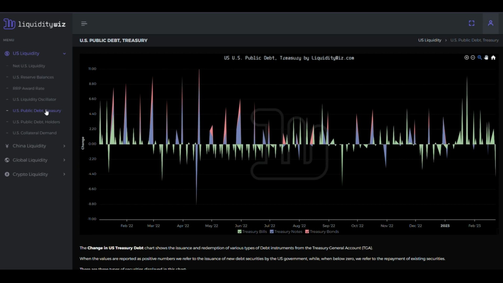This is the chart that we made to illustrate the issuance and redemptions of different types of debt instruments from the TGA. As you can imagine, positive values indicate the issuance of new debt securities, while negative values represent the repayment of existing debt. As you can also see from the legend, bills are denoted in green, while notes are represented in blue and bonds in red. Note how from January through April, but also in May and June, we had a significant issuance of bonds and notes from the Treasury.